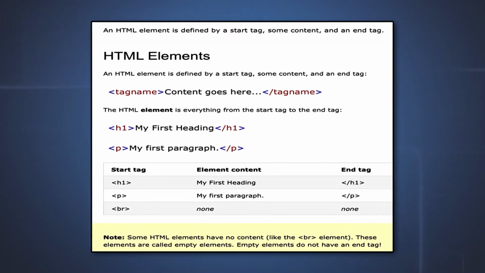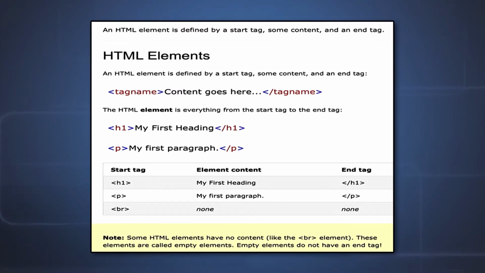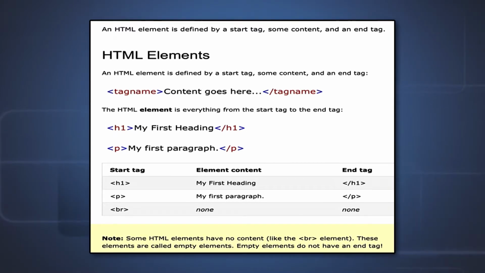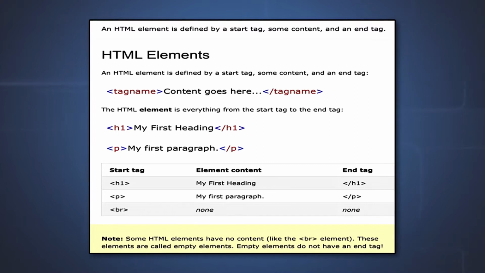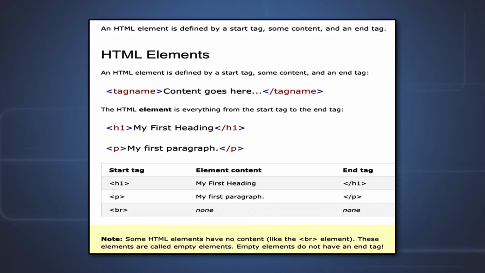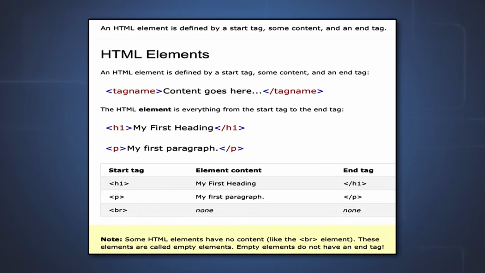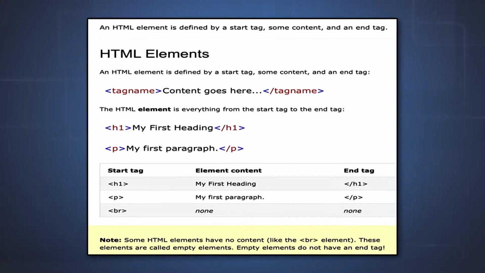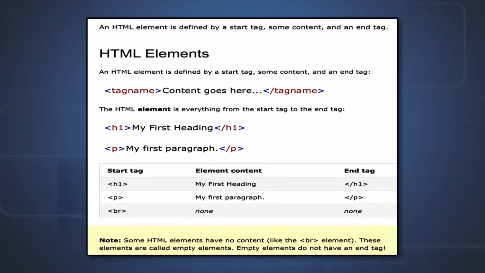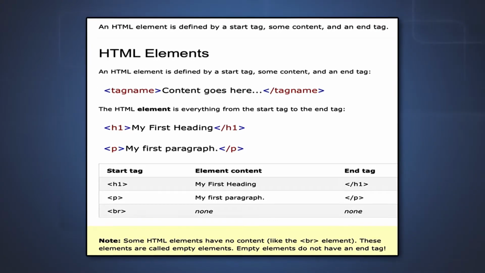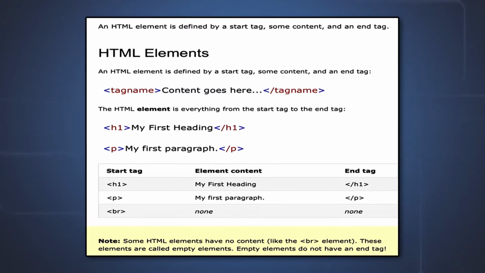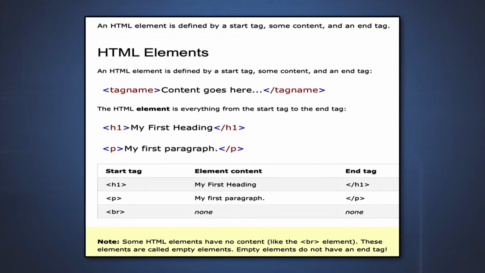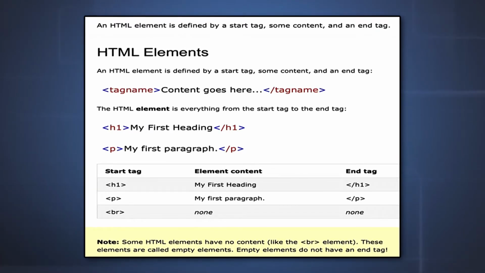The HTML element is everything from the start tag to the end tag, and then you may have some headings, and the first heading can be treated as the H1 tag. You may have many text paragraphs, which will be denoted as paragraphs to the browser by HTML by the usage of the p tag, and the p tag has both a starting tag as well as an ending tag denoting the entire paragraph. So some HTML elements have no content.